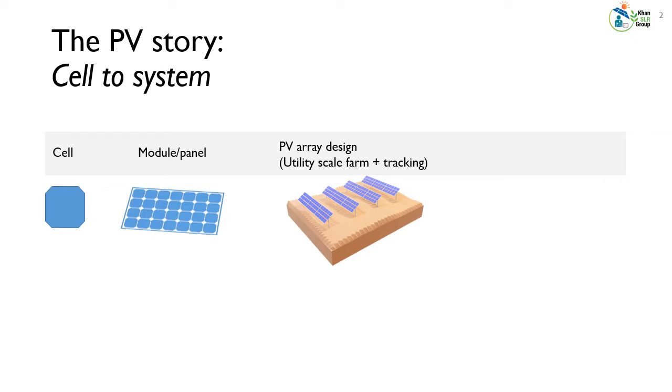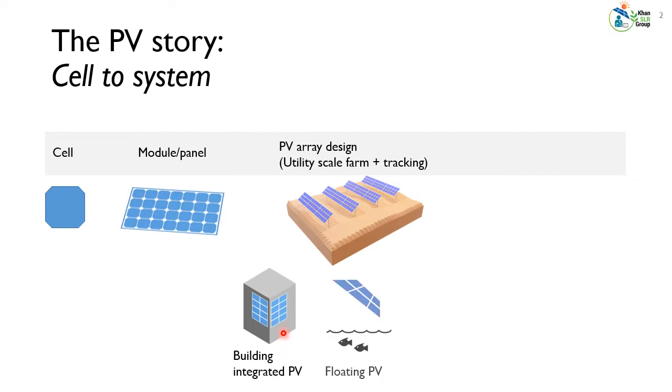of PV system. Now, for a large farm, you can think about the system in several different ways. Of course, you have the utility scale or conventional farm. There are also building integrated PV systems. You can have floating PV. You can have agrophotovoltaics as well. So in each case, the orientation, the spacing, the ambient conditions are going to be different.